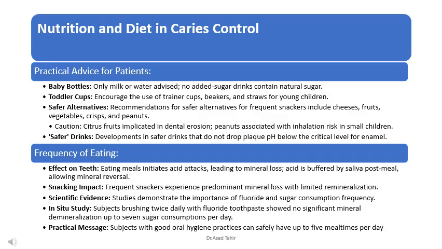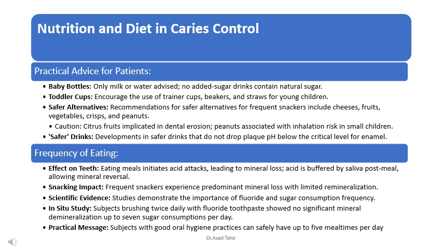Let's simplify nutrition and diet tips for preventing cavities. Baby bottles. Stick to milk or water, skip sugary drinks. Toddler cups. Encourage cups with lids or straws to reduce spills. Healthier snacks. Choose snacks like cheese, fruit, veggies, or nuts instead of sugary treats. Be cautious with citrus fruits and peanuts due to risks of tooth erosion and choking.